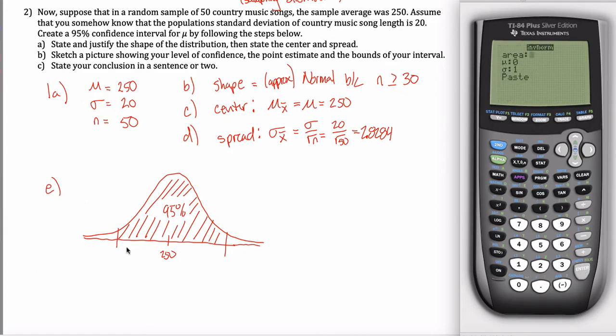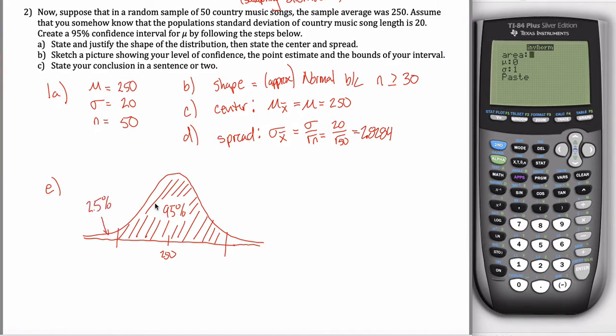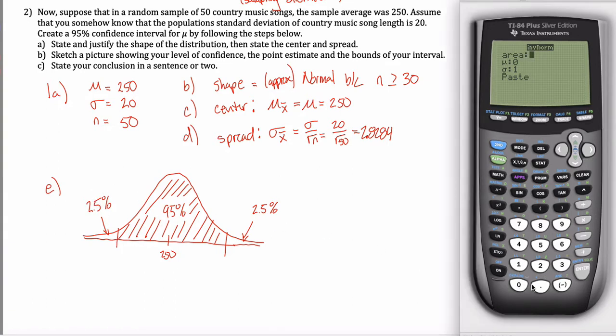The area to the left of the point I'm looking for, if I'm looking for this point right here, the area to the left of it is 2.5%. Where'd that come from? Well, if 95% is in the middle, 5% on the outside. And because the 95% is in the middle, half of that 5% is on the right and half of it's on the left. So to the left of this point is just this 2.5%, 0.025 is how you type in 2.5% as a decimal. The center and the spread are 250 and 20 divided by the square root of 50 respectively.